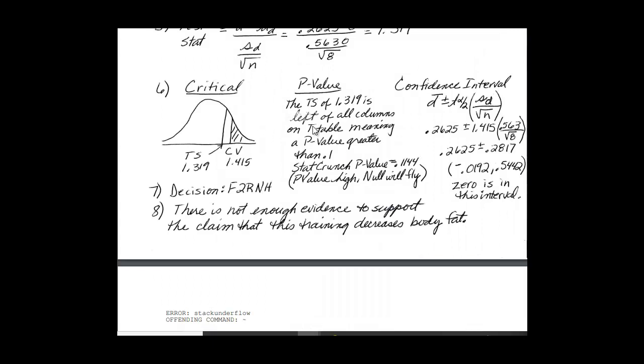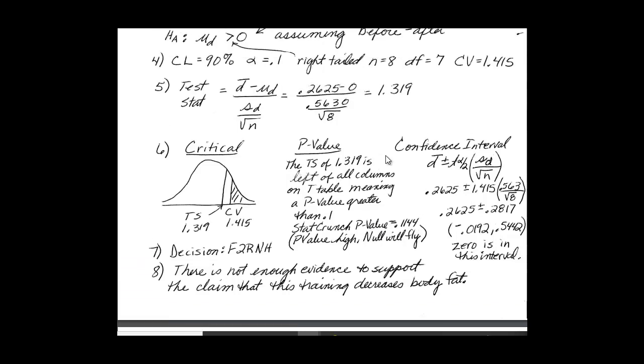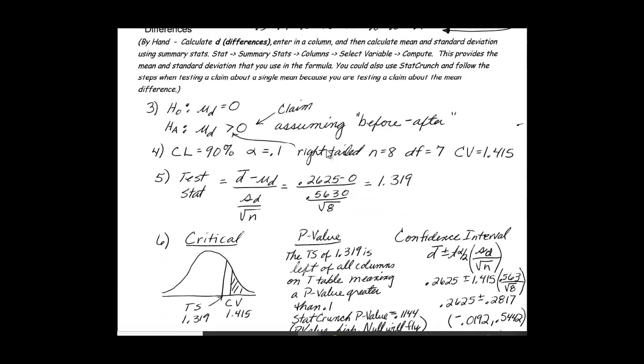So going back to this, StatCrunch would have shown us that our p-value was equal to 0.1144, and I want to show you how that would work, but we can see that that is going to be higher than our alpha of 0.1.